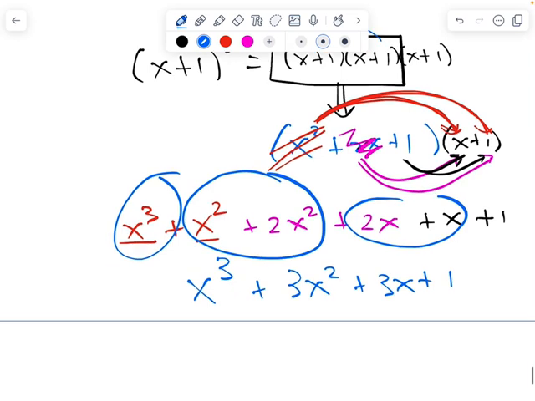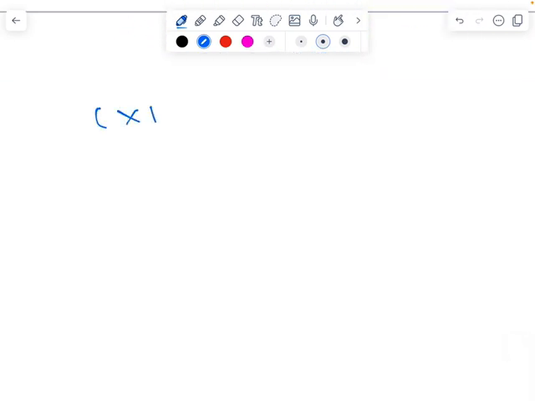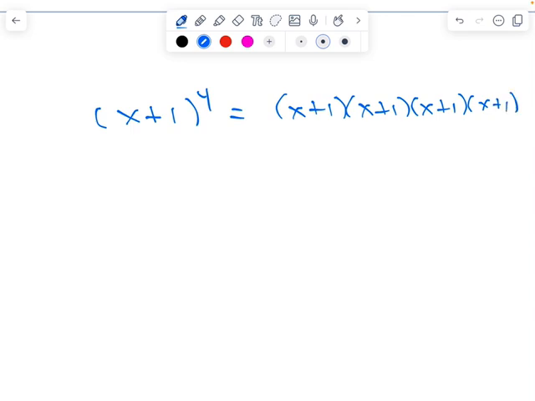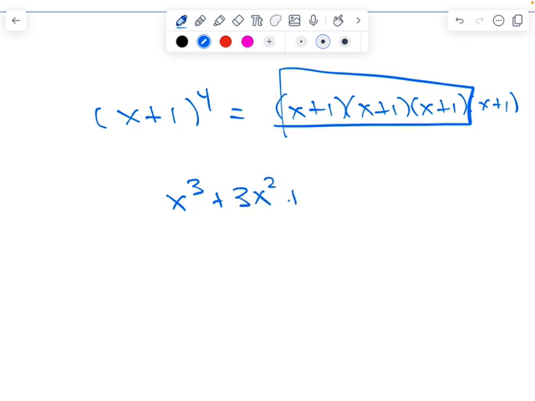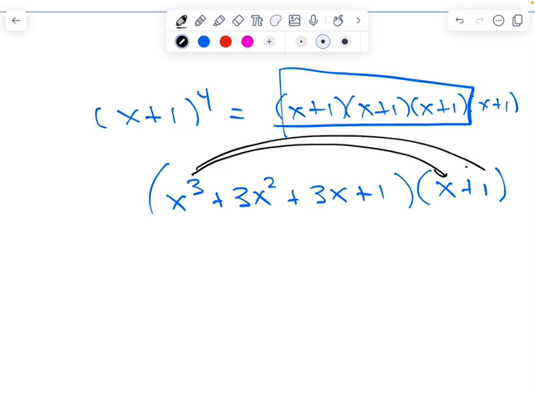So now what if we had x plus 1 to the 4th? Well, that's x plus 1 times x plus 1 times x plus 1 times x plus 1. So again, we can't do these all at once. We're going to look at this chunk, and we just found out that chunk is going to be x cubed plus 3x squared plus 3x plus 1, and we're going to multiply it by x plus 1. And you can tell that this is going to be a lot of work. So that's going to hit that. And I'm just going to stop talking for a second and do this.